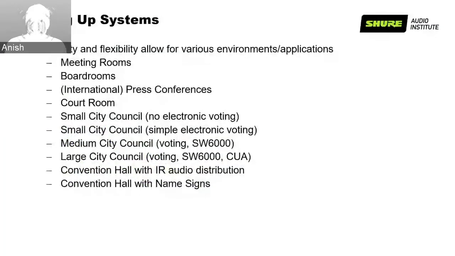The topics that we are going to discuss are the meeting rooms, boardrooms, international press conferences, scout rooms, small city councils with and without electronic voting, medium city councils, large city councils, the convention halls with IR distribution, and the convention halls with name signs.